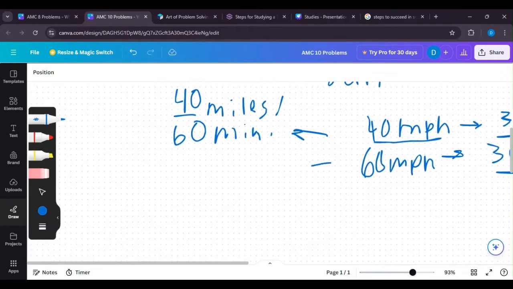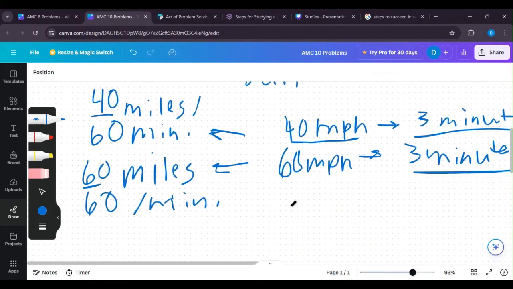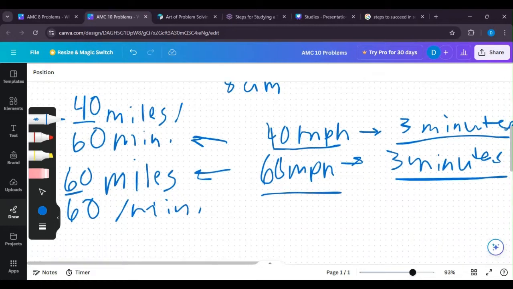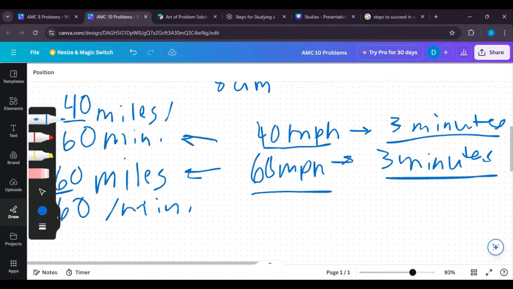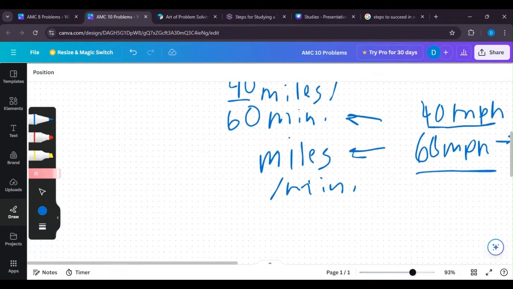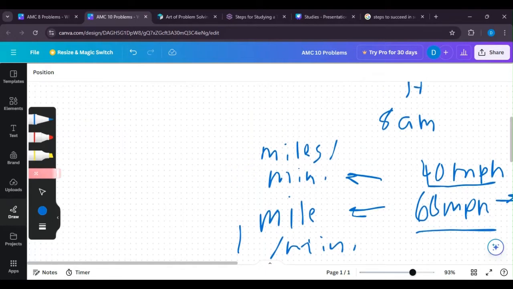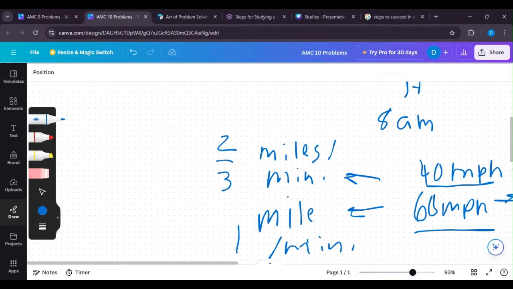Okay, and we can do the same thing for 60 miles per hour. It's just 60 divided by 60 miles per minute. And it makes sense because if you drive 60 miles per hour and each hour has 60 minutes, that means you're driving 1 mile per minute. And we can simplify these fractions. So 1 mile per minute, and this one's 2/3 miles per minute.